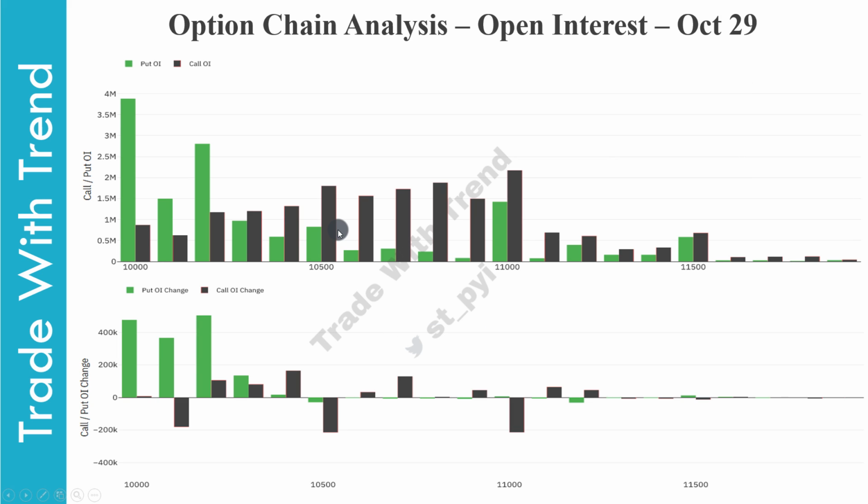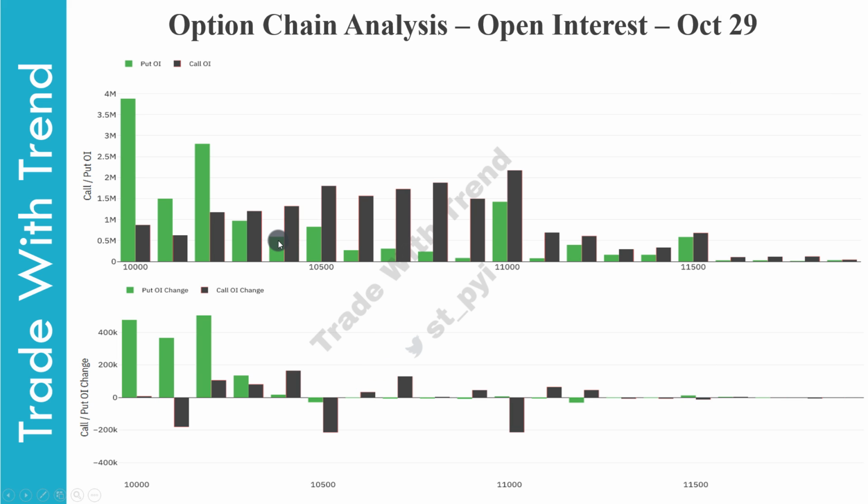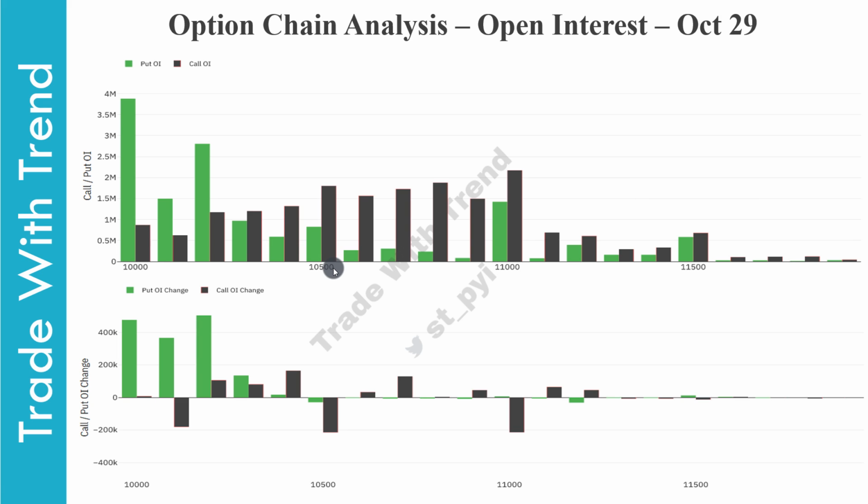So the chart that you see in front of you is a snapshot of open interest on October 29th. The upper panel that you see is the total open interest for the series, whereas the lower panel is the open interest change for the day. The range for the market as per open interest is 10,000 to 11,000. So at the beginning of the day, price was at 10,075. As the session progressed, price moved from 10,075 to 10,275. We'll come to the price analysis segment in the next slide.